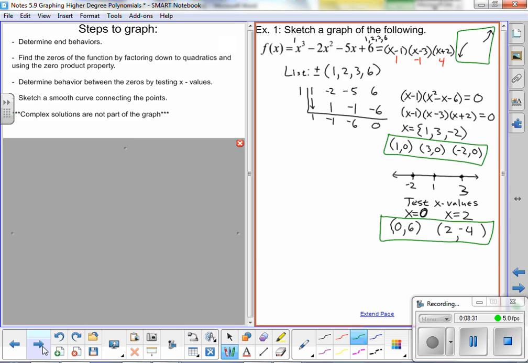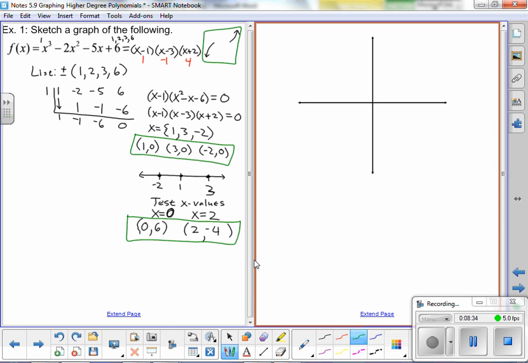Little page. I'm just going to do a quick graph here. This is not drawn to scale. I expect yours to be drawn to scale, but I'm trying to get through these notes fast so they're not too long.